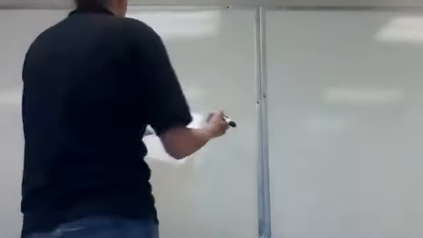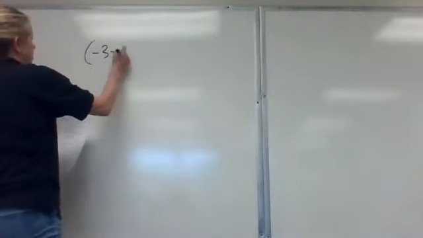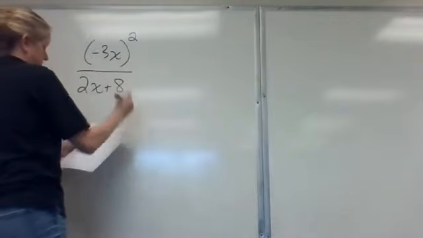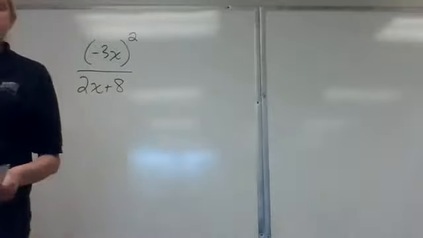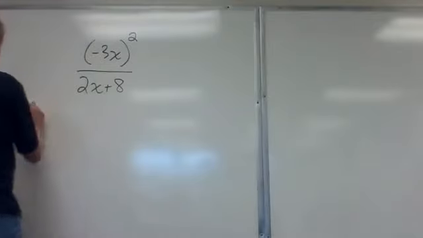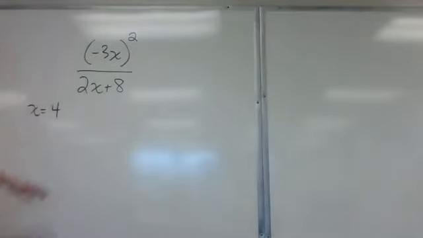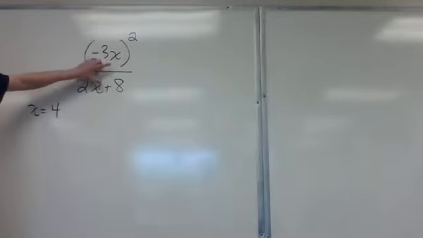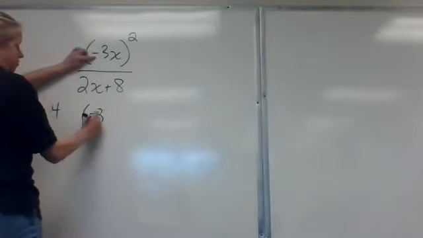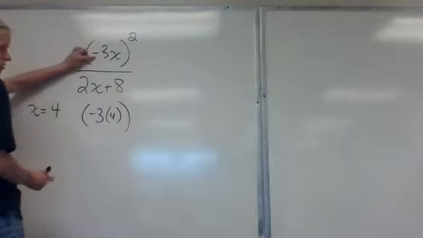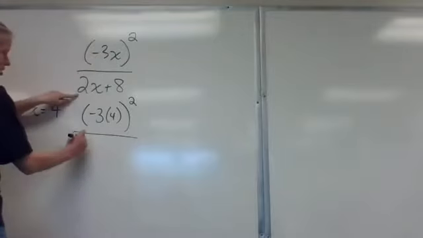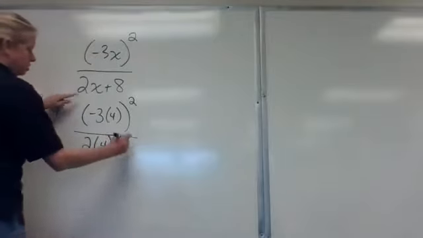So number 2, we have -3x in parentheses squared over 2x plus 8. The first thing it's going to want us to find is what is this when x equals 4? So in these 2 places where I see an x, I'm going to replace those with 4's. So up top, I still have the parentheses, -3 times 4 squared. In the bottom, 2 times 4 plus 8.